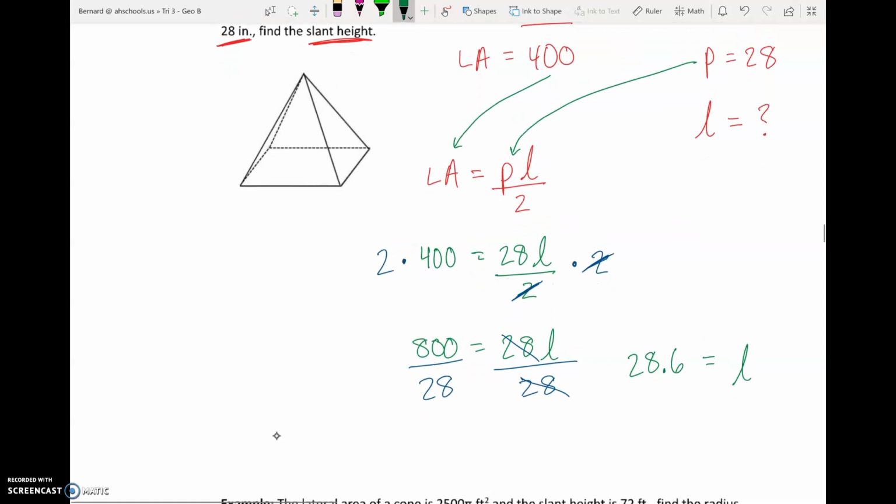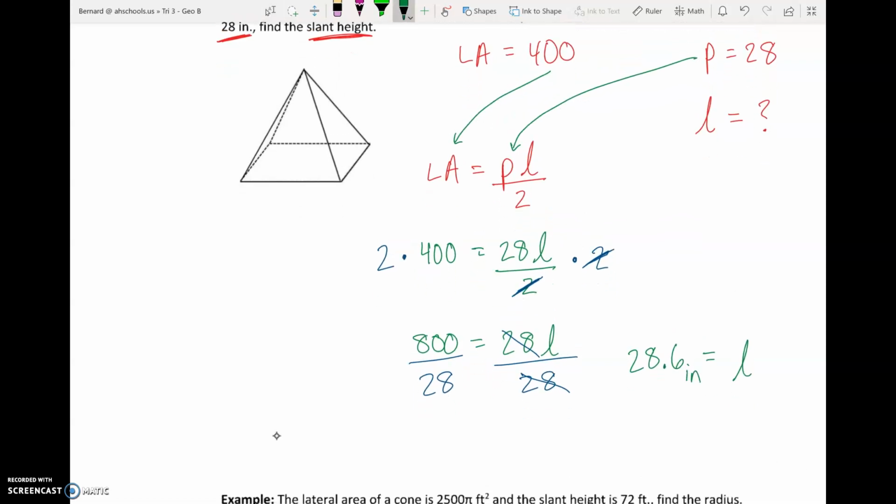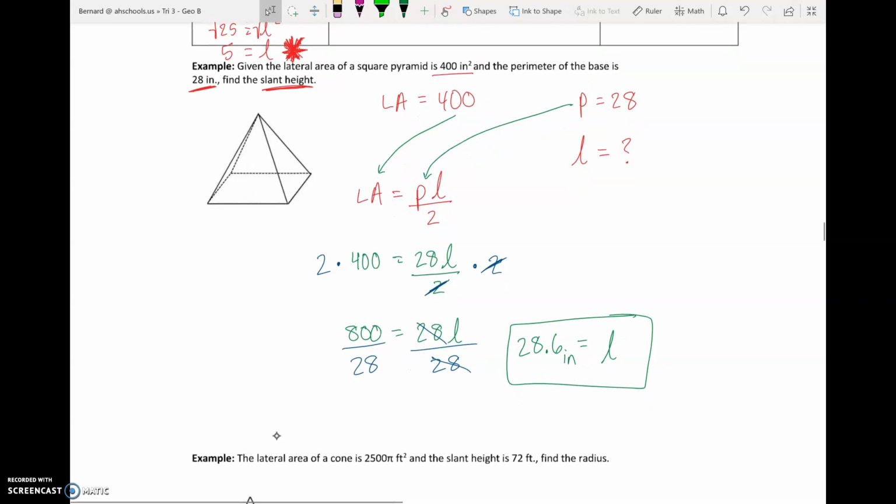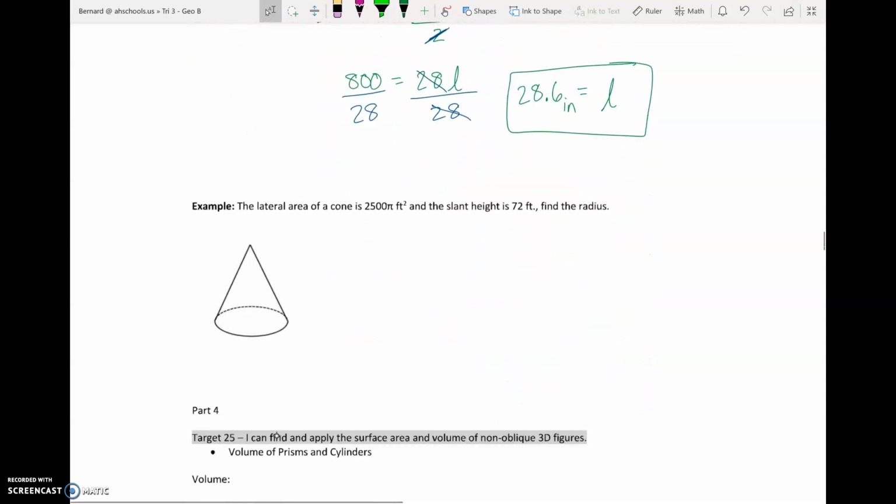And the units here are inches. So that's telling us that our slant height was 28.6 inches. Perfect. And so it's all the same process as what was up above, but this time we had to work backwards. But we're still working with lateral area, perimeters, slant height, area of base, those kinds of things, right? All right, one more problem.